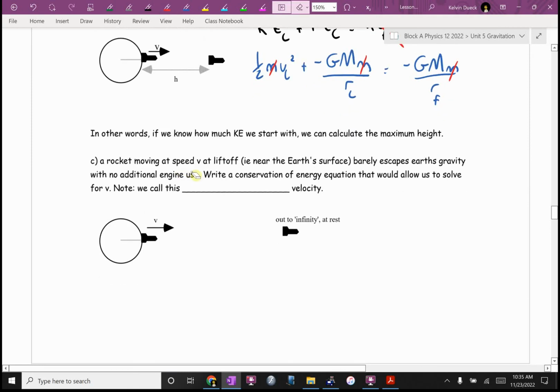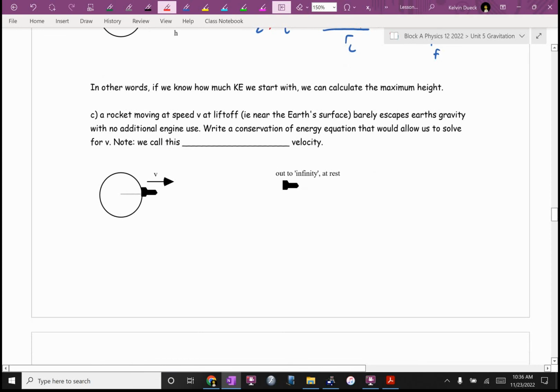A rocket moving at speed v at liftoff near the Earth's surface barely escapes Earth's gravity with no additional engine use. Write a conservation of energy equation that would... what do we call this? Well, this is escape velocity. It should be called escape speed because it's a scalar. But okay. What was our equation here? Kinetic initial plus potential initial equals kinetic final plus potential final, except what was our final potential energy for escape velocity?